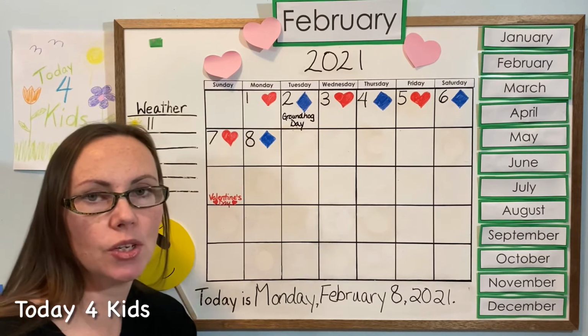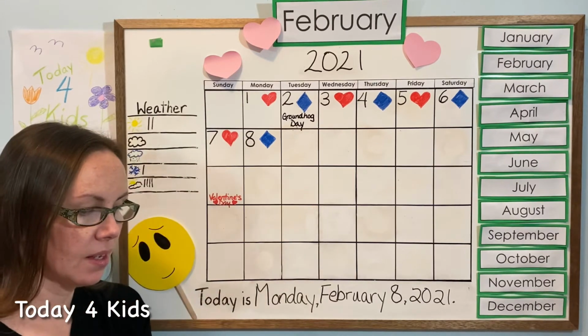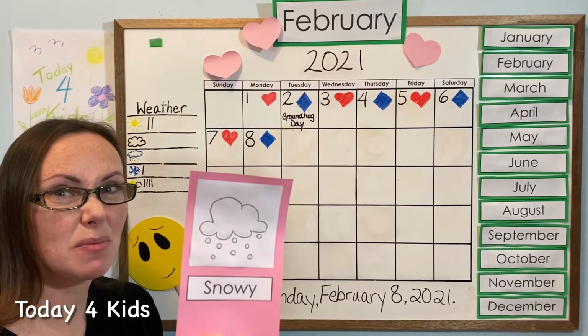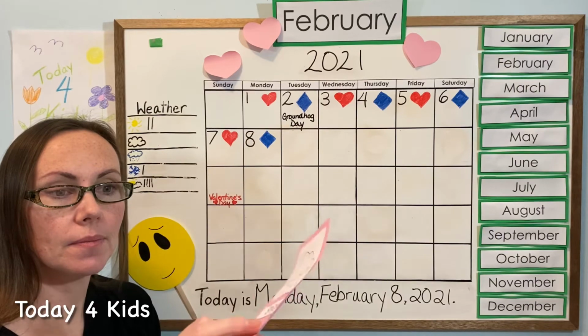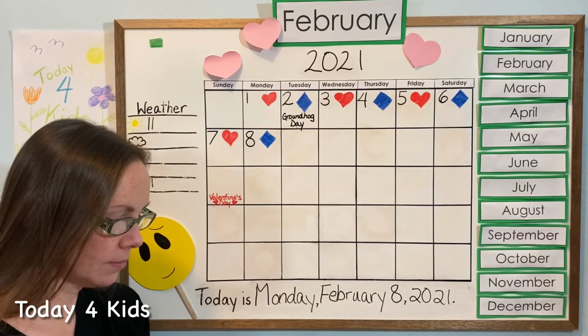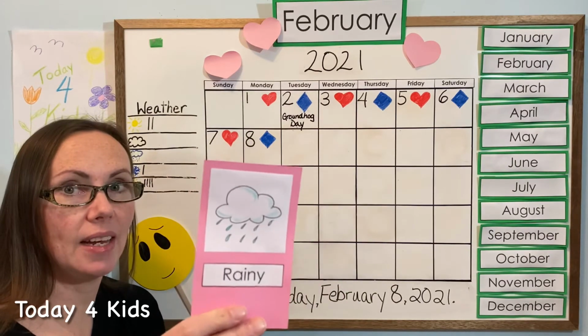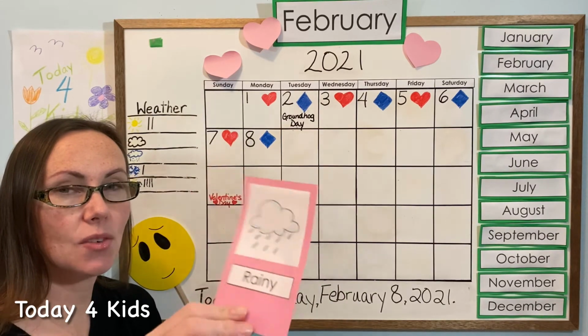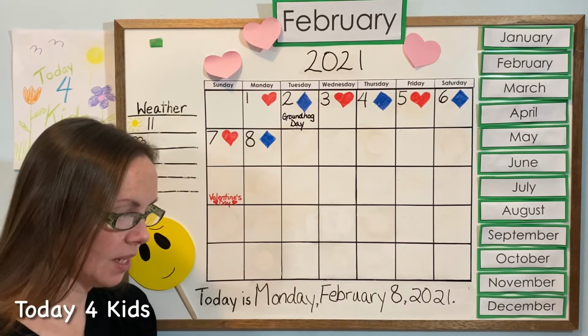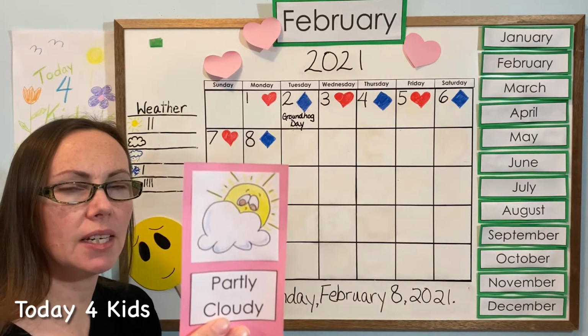Did you check the weather before we sat down today to do our calendar? What's it like out where you live? Is it snowing? Are you guys having some snow? It's not snowing here. Is it raining? Is it raining where you live? It's not raining here. What about partly cloudy, partly sunny?